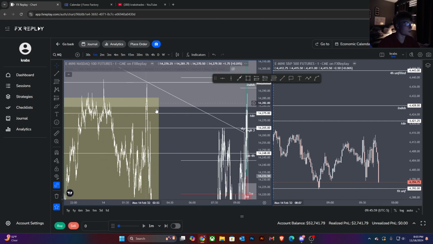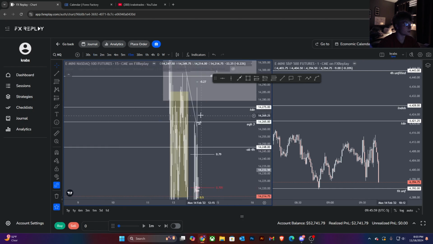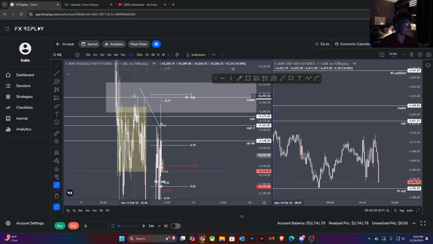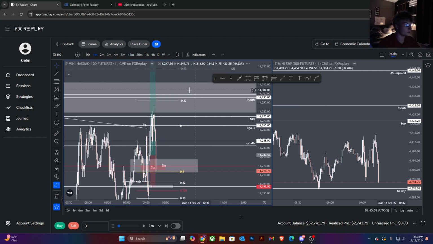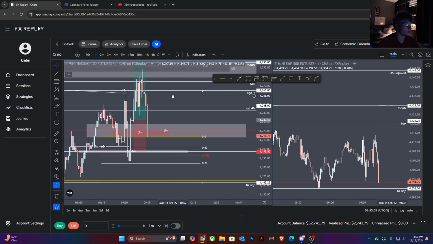Low resistance liquidity above, which is like these stacked highs here, and London highs session liquidity. So yeah.